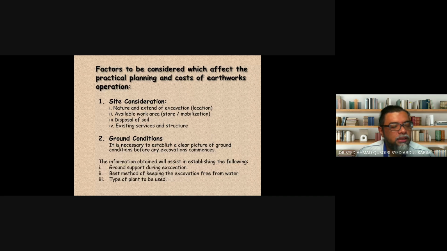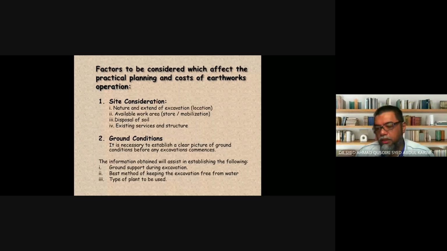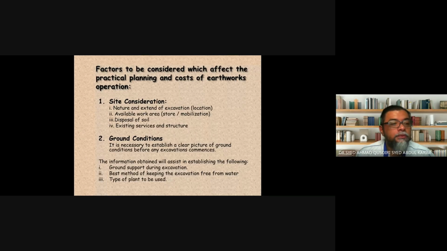So ground condition: establish a clear picture of ground condition. If there are any unstable grounds, we need to add support. We need to keep the ground from water. That's where the dewatering process comes in. Type of plant to be used should be suitable with the condition of the site, because we do not want our equipment to get stuck or bogged down at the site.